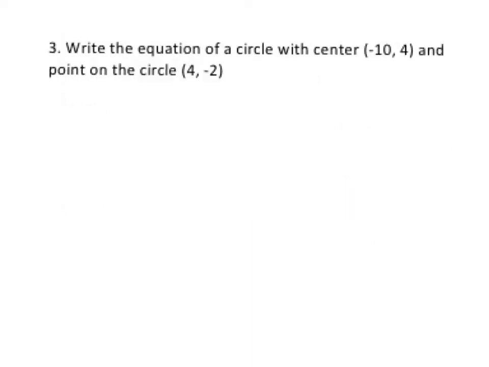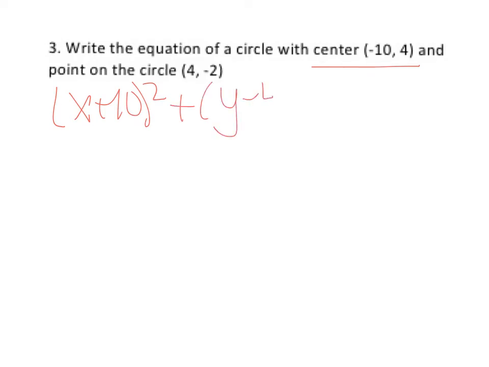Question 3 says, write the equation of a circle with the center at negative 10, 4, and a point on the circle is 4, negative 2. I always start off with the center. We're going to plug that center into the equation of a circle. So our equation should say x plus 10, the quantity squared, plus y minus 4, the quantity squared, equals your r squared value.